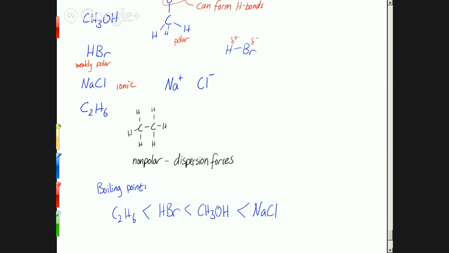And if we look at how we experience these at room temperature, this makes sense. NaCl, we know, is a solid at room temperature, right? Salt, solid. Methanol is a clear liquid at room temperature. HBr is also a liquid, actually. And then C2H6 is a gas, ethane gas. So we did that just by looking at the structures, thinking about the forces, and ranking them accordingly. They're ranked based on the strength of their intermolecular forces, or the forces between molecules.